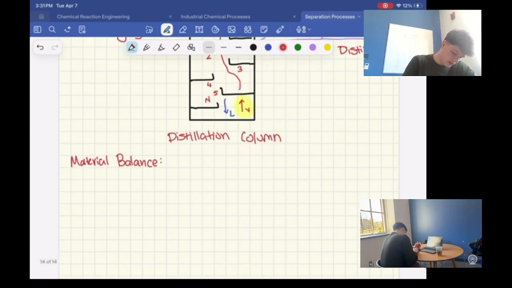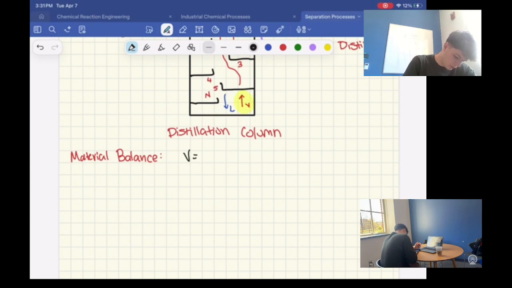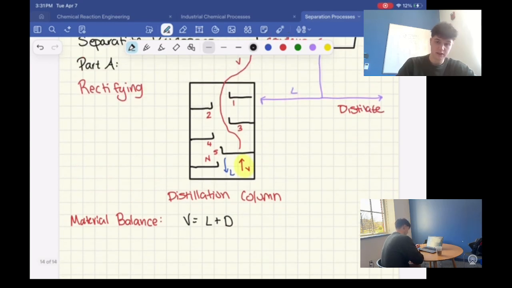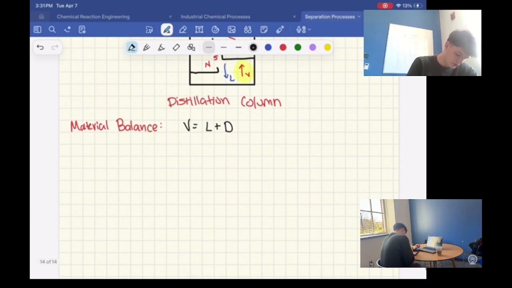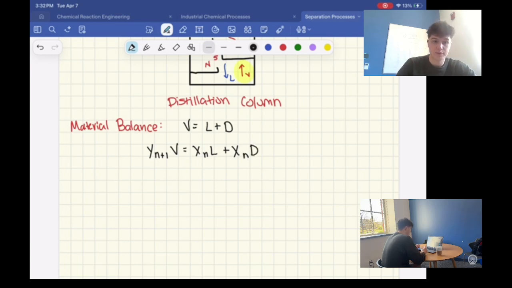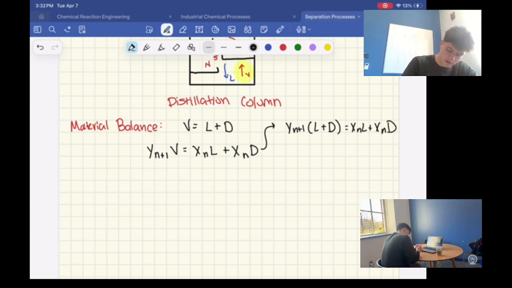And then we want to first write our equation, which is our vapor is going to be equal to the liquid plus our distillate. And so now we will use these labels above to rewrite the equation, which is y sub n plus 1 times V is going to equal x sub n L plus x sub n D. And then we are able to plug in that previous equation, and you arrive at y sub n plus 1 times (L plus D) equals x_n L plus x_n D.